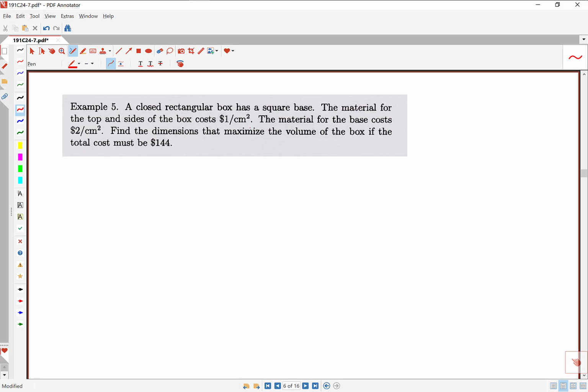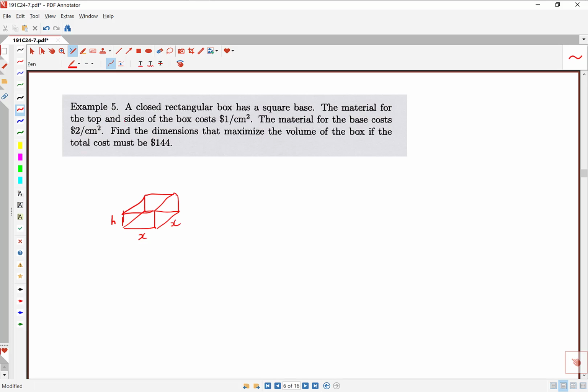A closed rectangular box has a square base. So closed meaning it has a lid as well. If the base is square, I'm just going to say the base is x by x, and then it's got some height to it as well that's probably different than x. So let's say our height is h, just introducing some variables as we go.